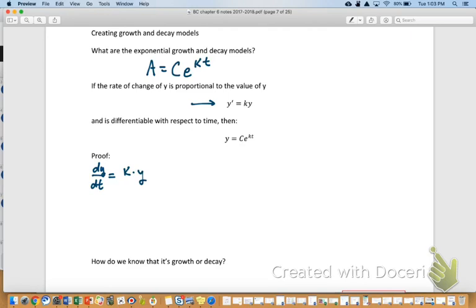So we start there. How do we solve a differential equation? What's our first step? You've got to do a separation of variables. So this would be dy over y equals k times dt.